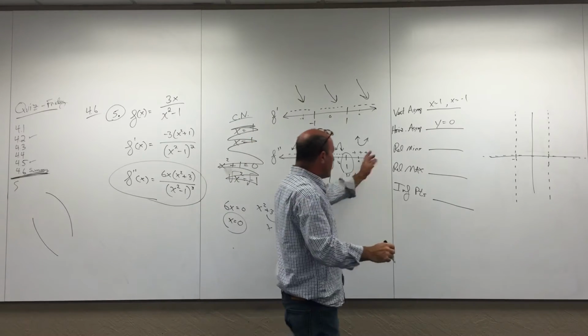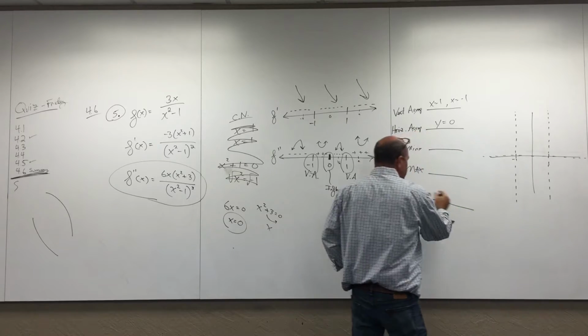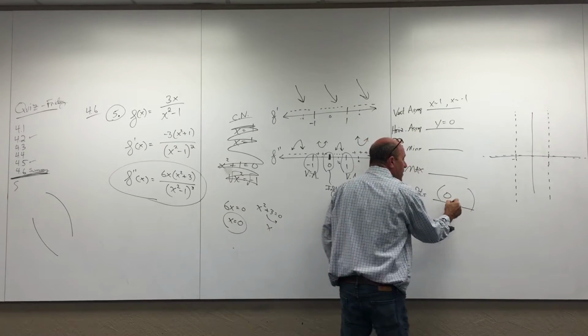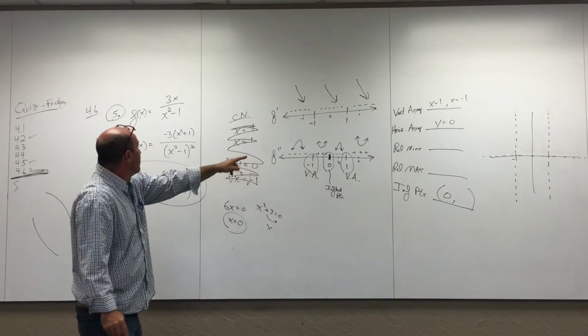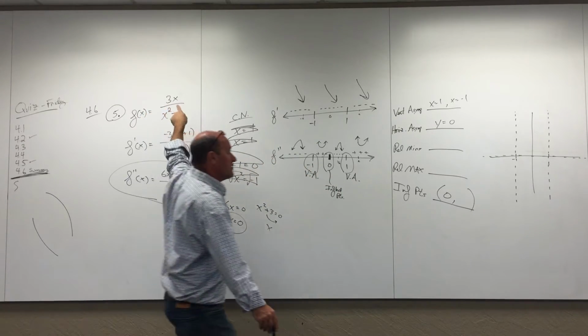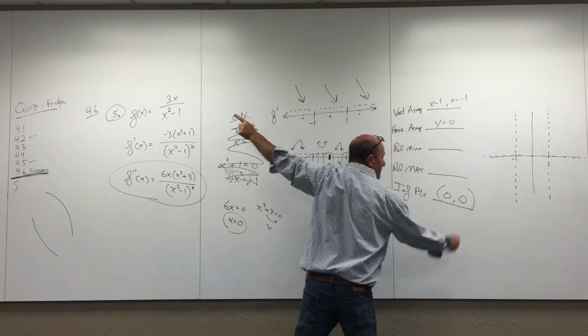We did find one here. Let's go over here to what we're filling in. So I think I found an inflection point. The x value is 0. How do I find the y value? Plug it into the original function. If you plug a 0 into the original function, you get 0.